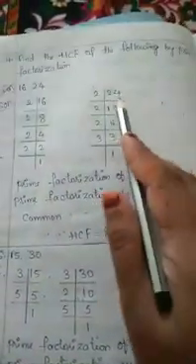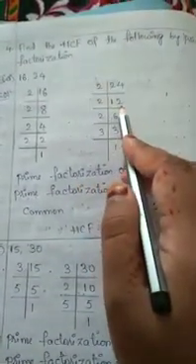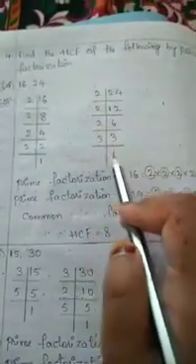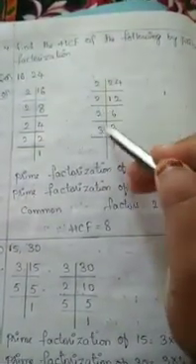Next, 24. Again we are taking 2. 24 divided by 2 is 12, 2 sixes are 12, 2 threes are 6, 3 ones are 3. The prime factorization of 24 equals 2 into 2 into 2 into 3.